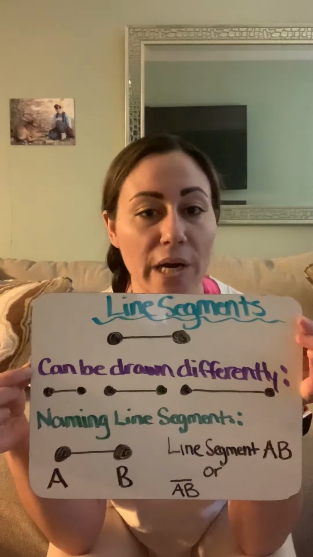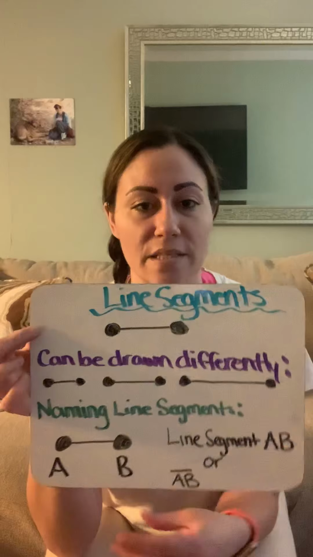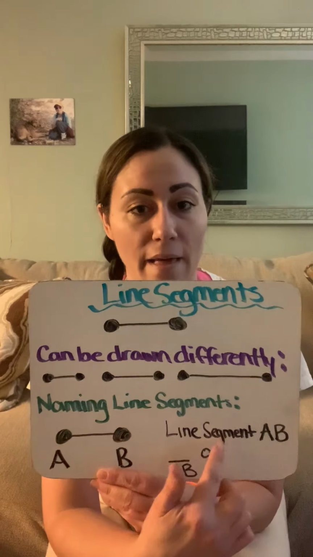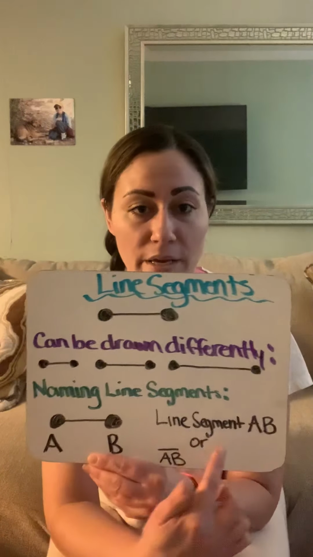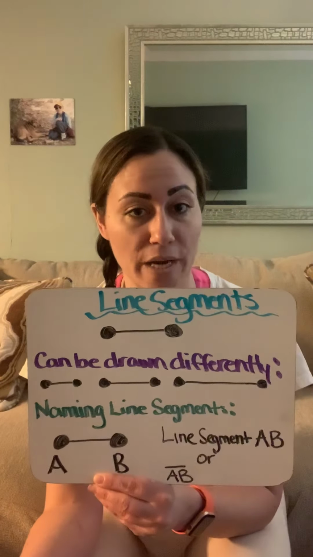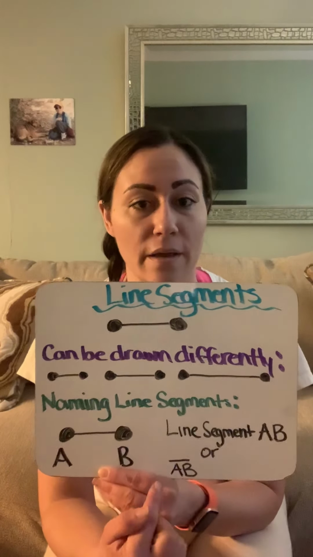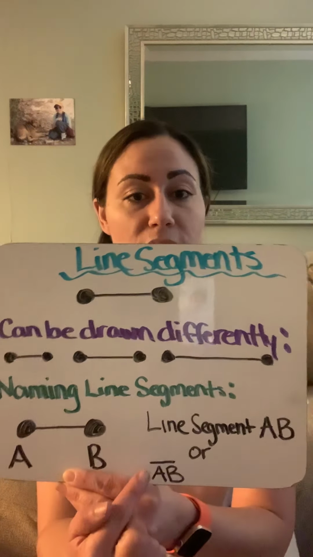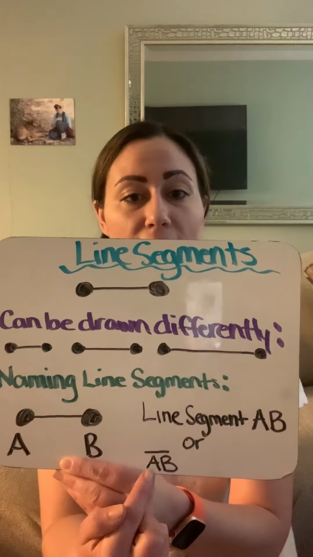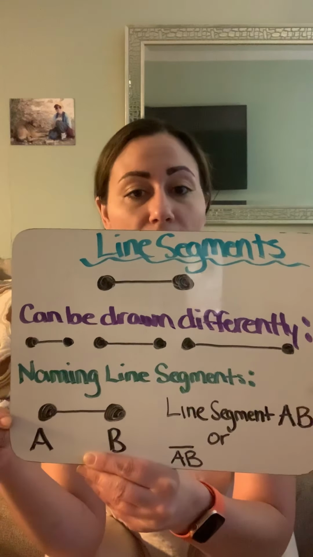So when you are naming a line segment, it's very similar to lines, but instead of saying line, you would say line segment and then line segment AB or line segment BA. It doesn't matter which direction you write it. It's just like a line. You could write it either way. For the symbol, this is the symbol for line segment, just a straight little line. And then you could write AB or BA. So that's how we name line segments.